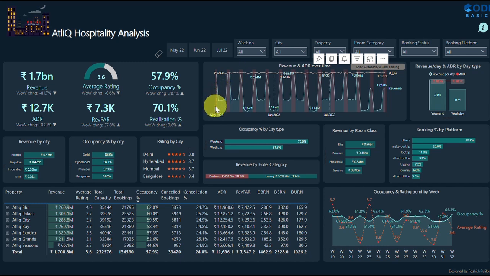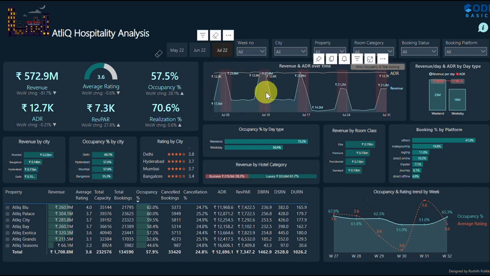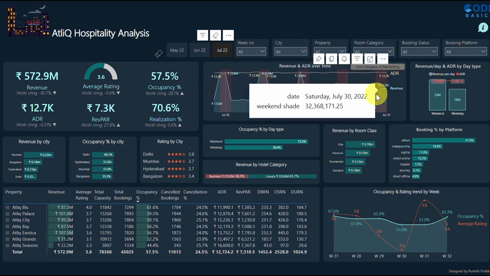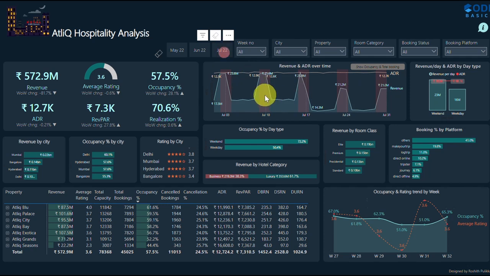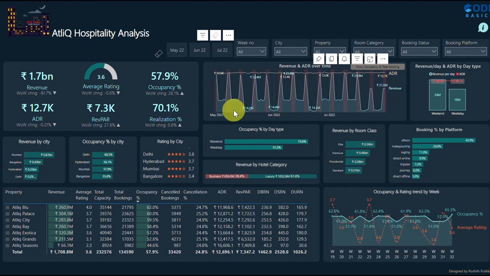As is typical in the hotel industry, we observe higher revenue generation during weekends. Interestingly, the ADR remains relatively flat across both weekdays and weekends. ADR, representing the average room price, shows that despite higher demand on weekends and lower demand on weekdays, pricing is not being dynamically adjusted.